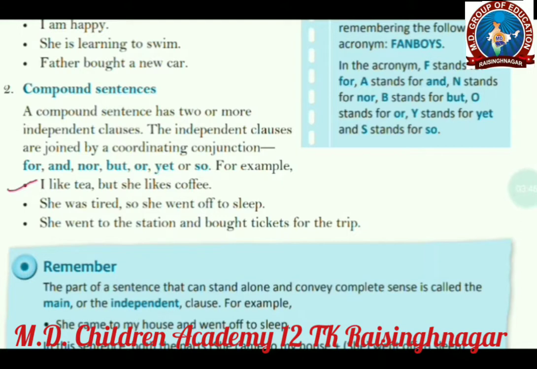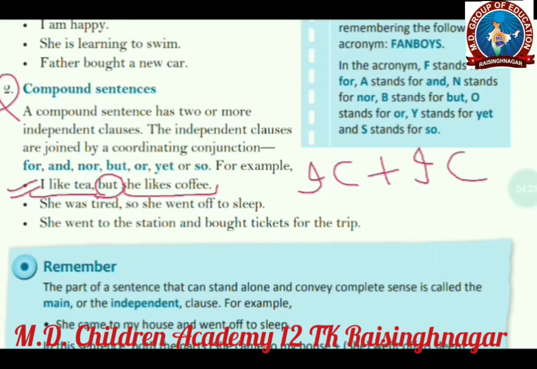The first one is, I like tea but she likes coffee. Here let's look at the different clauses. The first clause is, I like tea, and the other clause is, she likes coffee, and they are joined with the help of the coordinating conjunction but. Both clauses are complete in themselves. They are making complete sense. So they are compound sentences. If they are making complete sense in themselves, they are both independent clauses. Independent clause here and independent clause there.